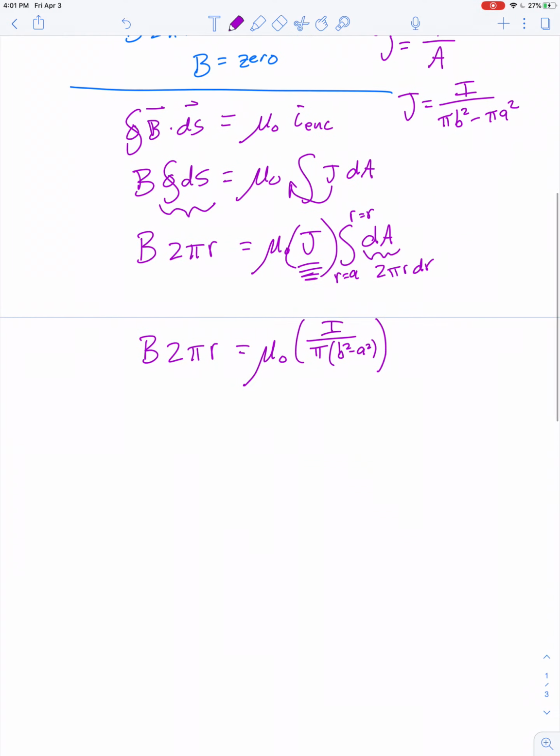Okay, so the integral of 2 pi r dr from a to r. Let's cancel out that 2 with that 2 and this pi with this pi.